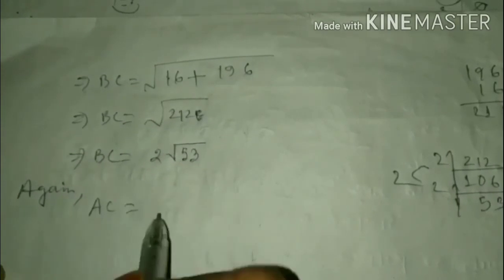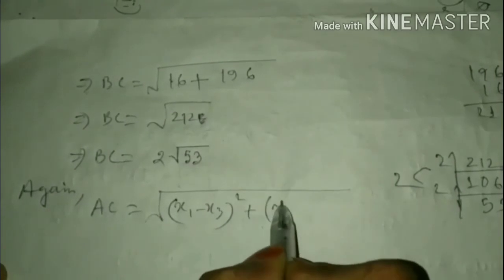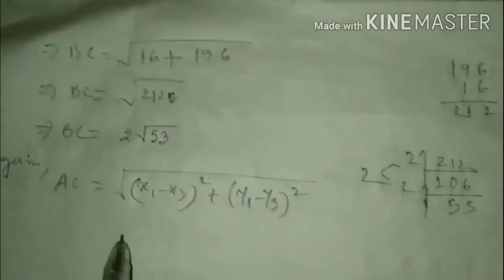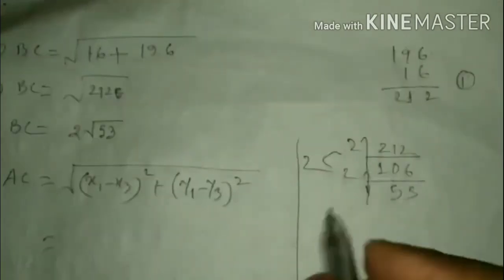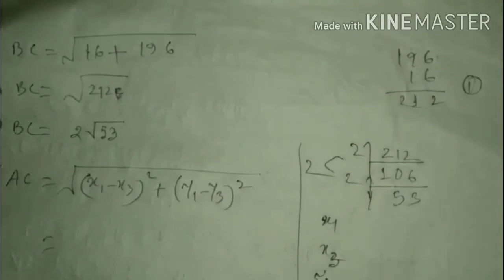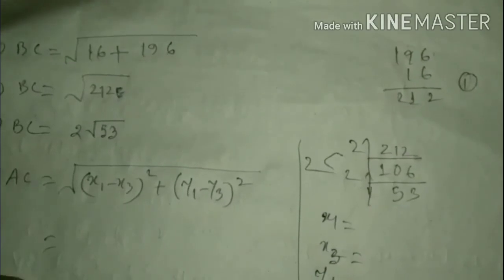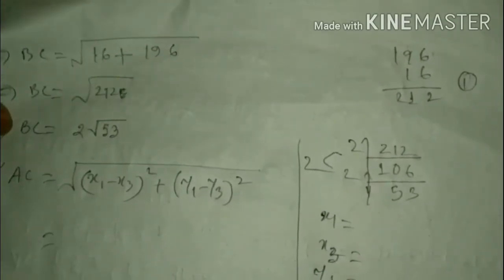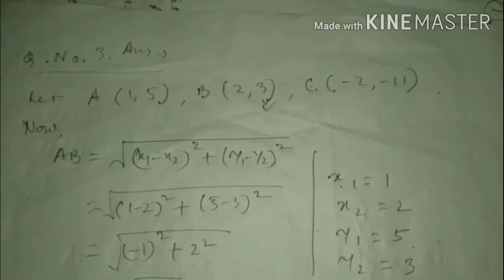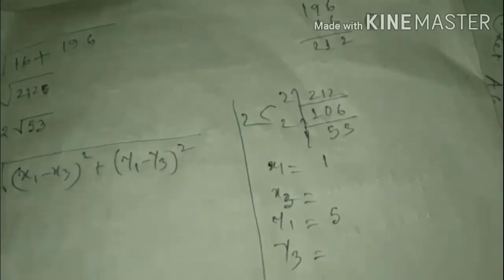Again, what to find? AC, with points 1 and 3. Write down the formula, and again write down the values: x1, y1, x3, y3. So x1 and y1 will be 1 and 5. And x3 and y3 will be what?